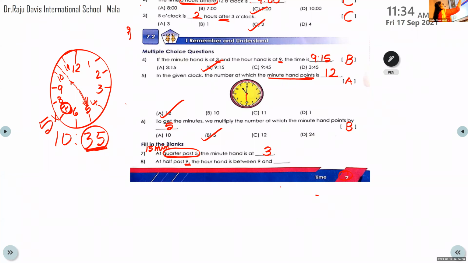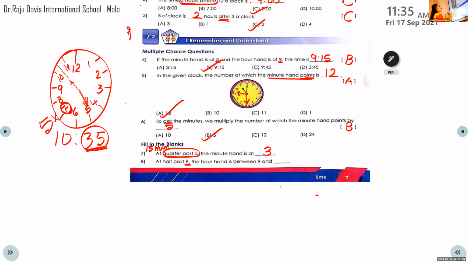Suppose the long hand is at 6 and the hour hand is between 9 and 10, it should be here somewhere, isn't it? So in between which two numbers does the hour hand lie? The time is given as 9:30. I have drawn here 9:30. Now tell me, the hour hand is between which two numbers?